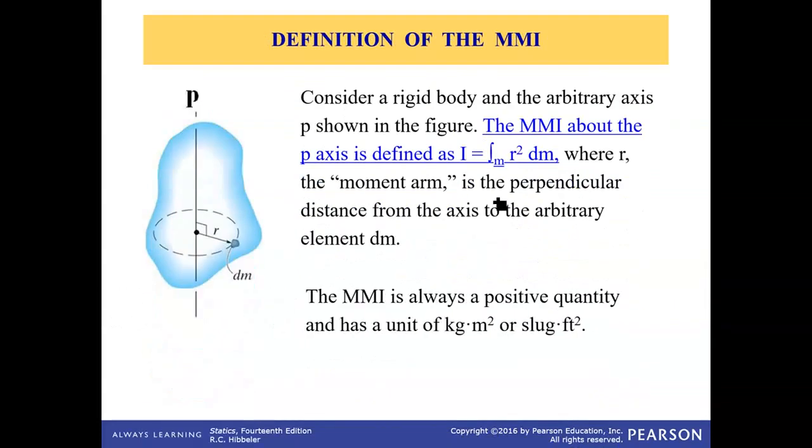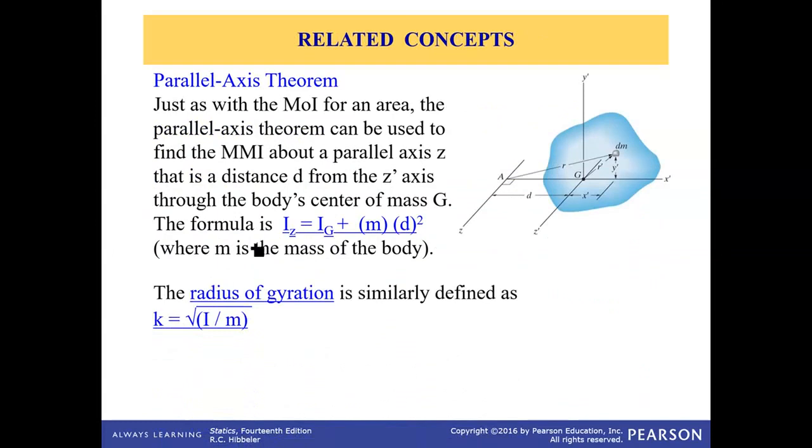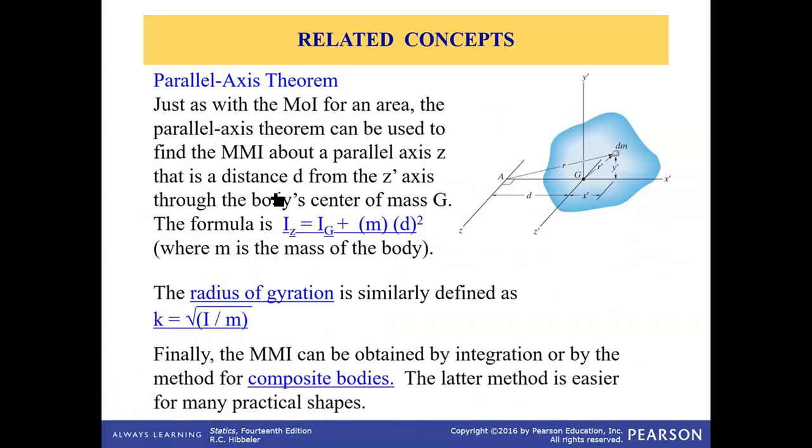The formula to calculate the mass moment of inertia of this small mass dm at distance r from the axis is r square dm. So the overall moment of inertia of this entire blue shape is the integral over mass. So I is equal to integral r square dm, and the unit is kilogram meter square or slug feet square. The same parallel axis theorem and radius of gyration concepts are applied to MMI as well. We have studied them with area moment of inertia, but these are the same concepts. Parallel axis theorem, radius of gyration, as well as the composite bodies concepts are applied here.